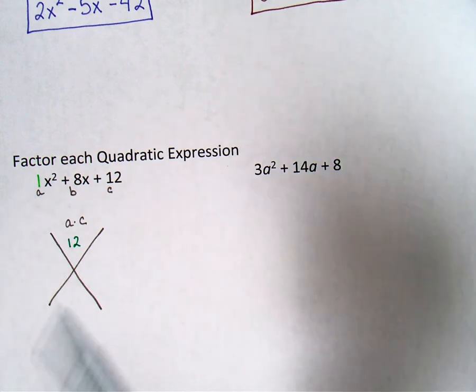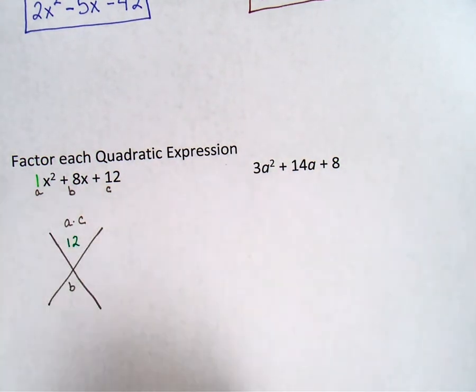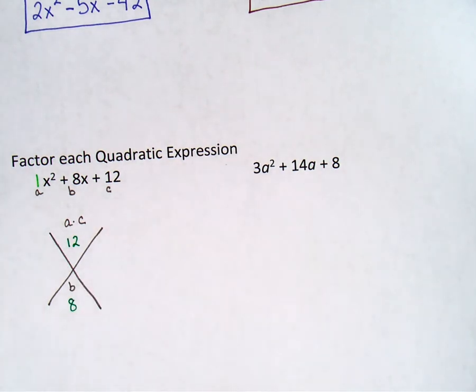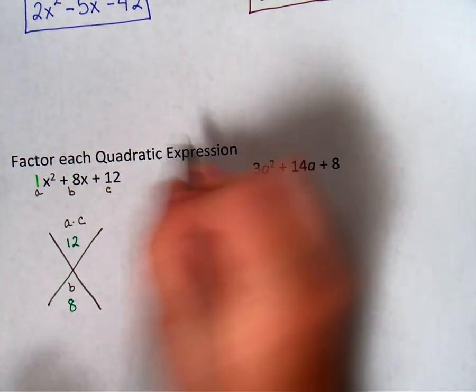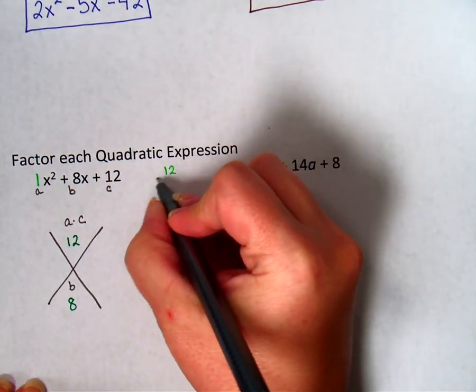Okay? In the bottom, I'm always going to put my b value, which in this case, my b value is 8. Okay? I'm looking for things that multiply to 12 and add to 8. So I'm going to come over here and remind myself that I'm looking to multiply to 12.